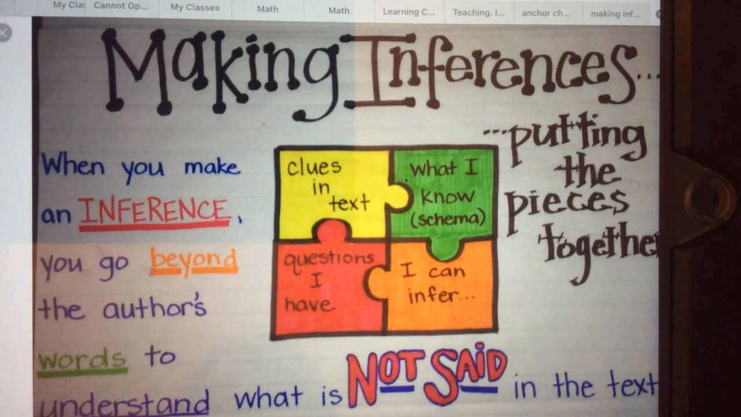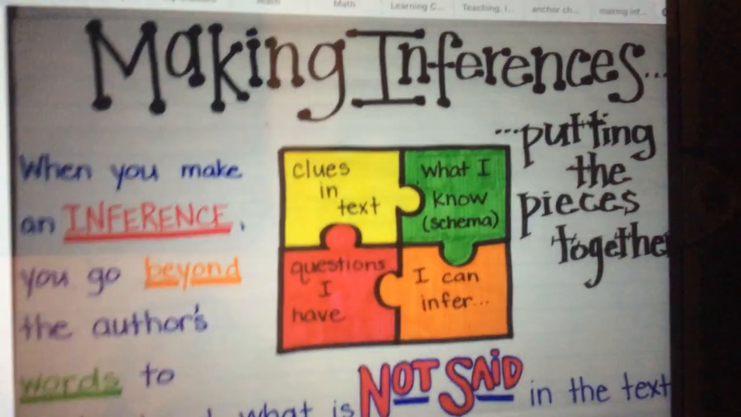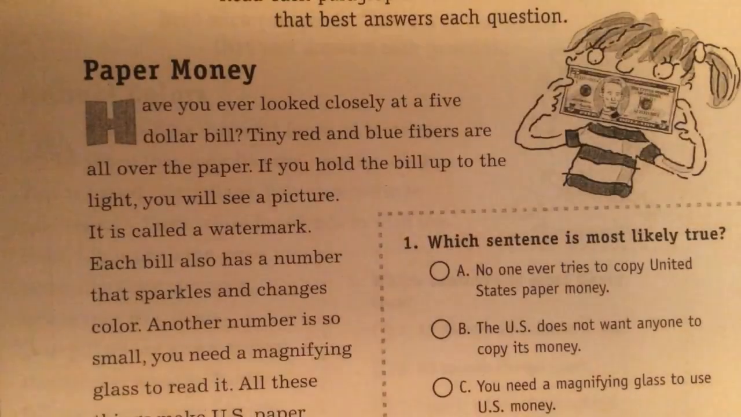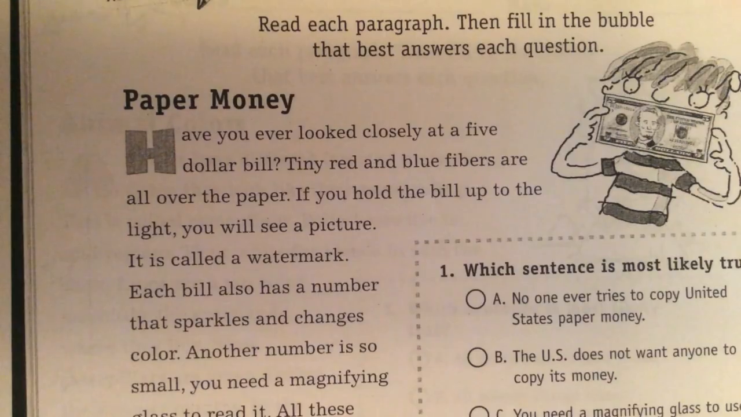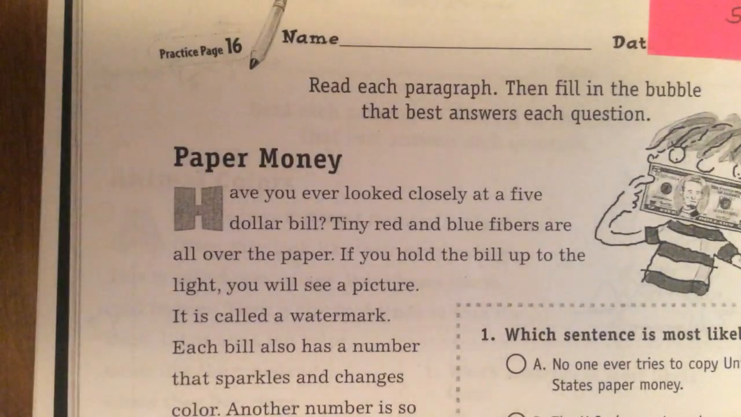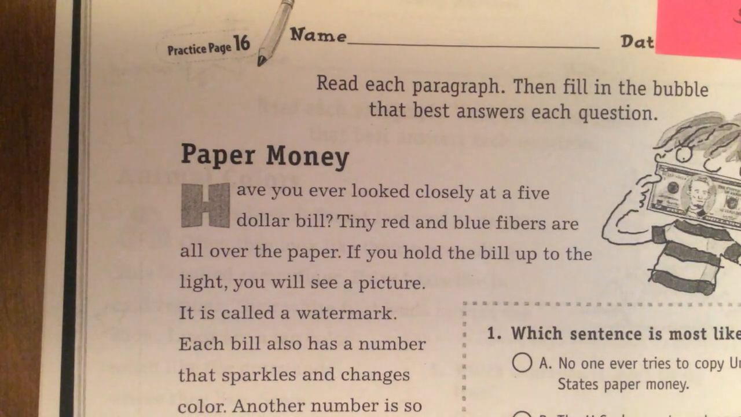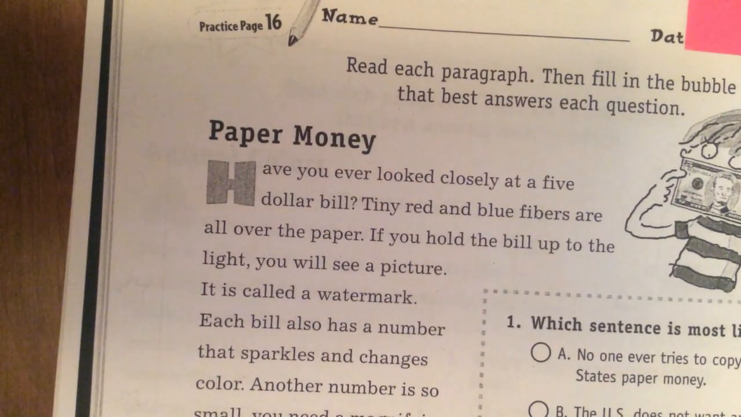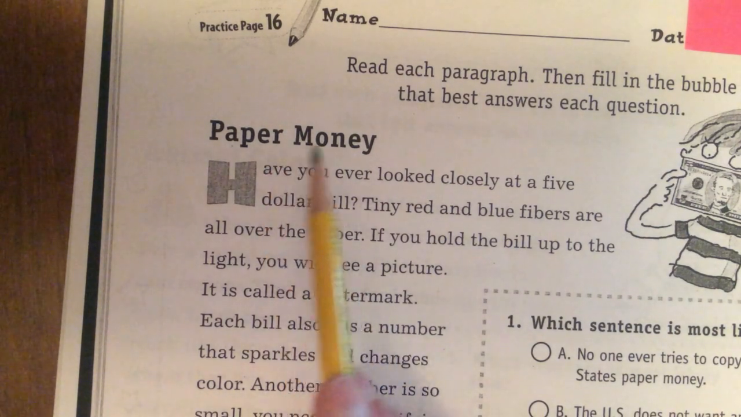All right, so today we are going to do that. I am going to show you on my sheets, and you are going to do the same thing on your sheets as soon as we are done with this, okay? So I have some examples. I have 4 little tiny stories to read to you, and then we're going to figure out what the inference is. And that's what you're going to do when we go to your reading packet, which we'll talk about in just a minute. So the first one's called Paper Money.